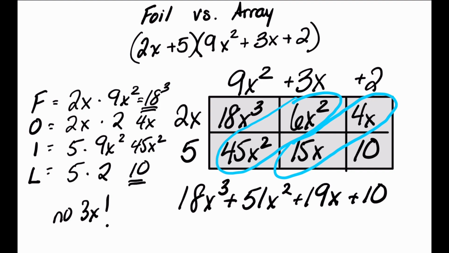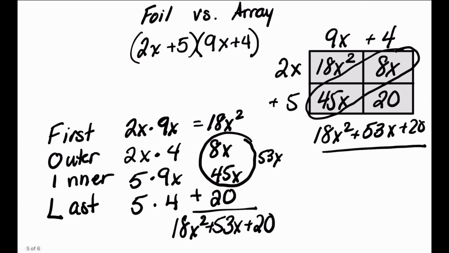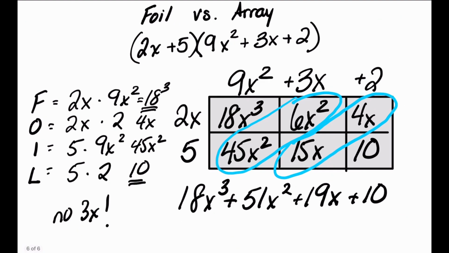Okay, so does FOIL versus array matter? It doesn't matter when you have a binomial times a binomial. It absolutely matters when you have anything else.